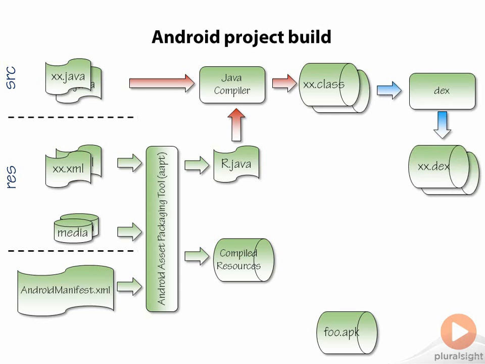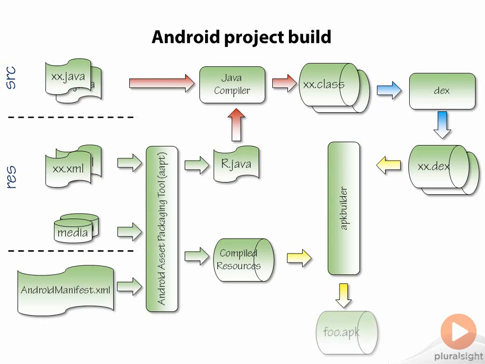Right, so at this point, we have compiled versions of our Java classes in this dex format, and we also have compiled resources that are all sitting there ready to come together. So what we need to do is combine those to create our Android application. There's something called the APK builder, and we feed those dex files into that, and the compiled resources into that, and that ultimately produces our APK file, the thing that we deploy out to Android.